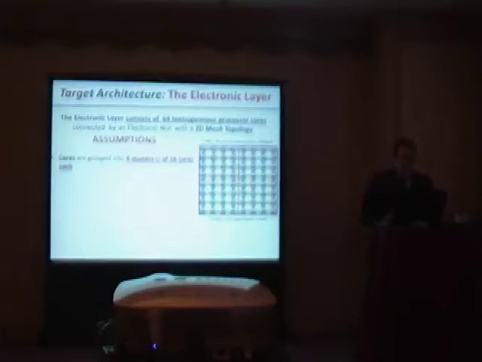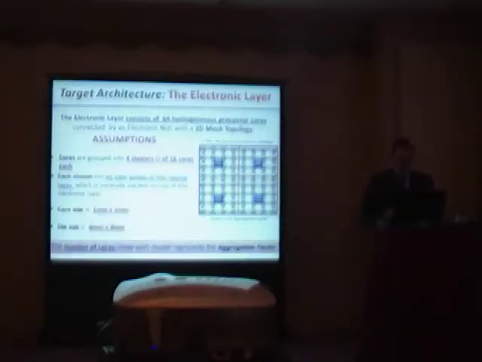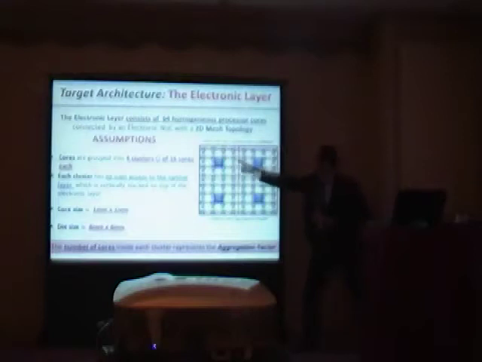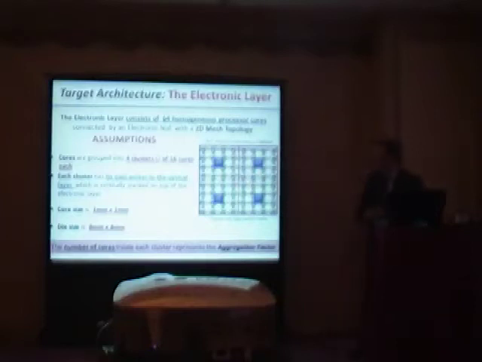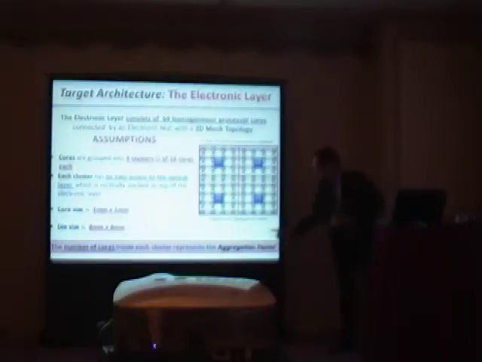In our work, we assume that cores are clustered into 4 clusters, where each of them consists of 16 cores. Moreover, we assume that each cluster has a private access to the optical layer, which is vertically stacked on top of it. We also assume that core size is 1 millimeter by 1 millimeter, and the die size is 8 millimeter by 8 millimeter. Notice that the aggregation factor in our work is represented by the number of cores inside each cluster.